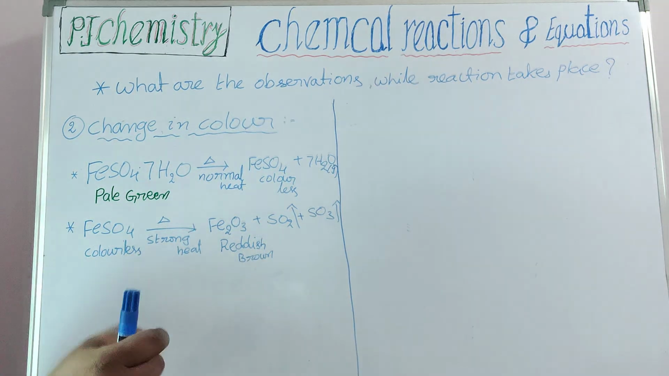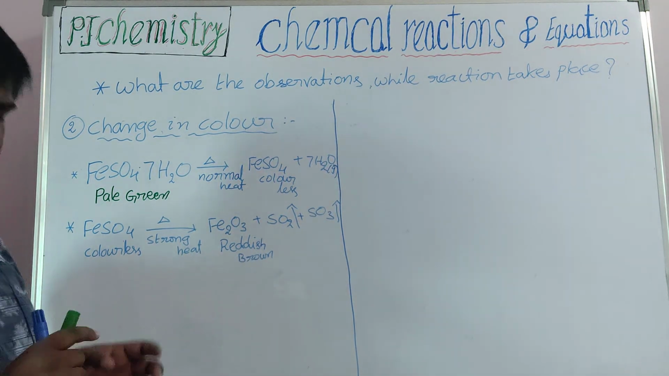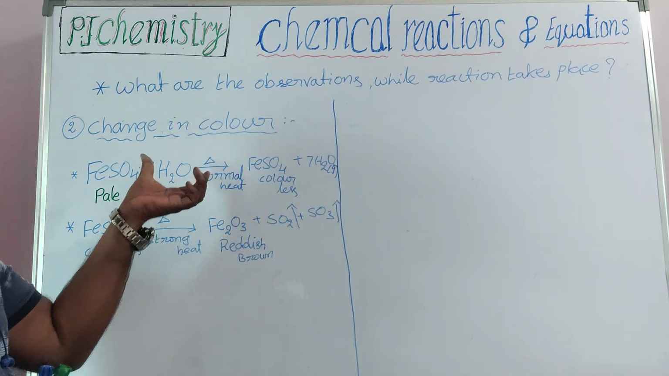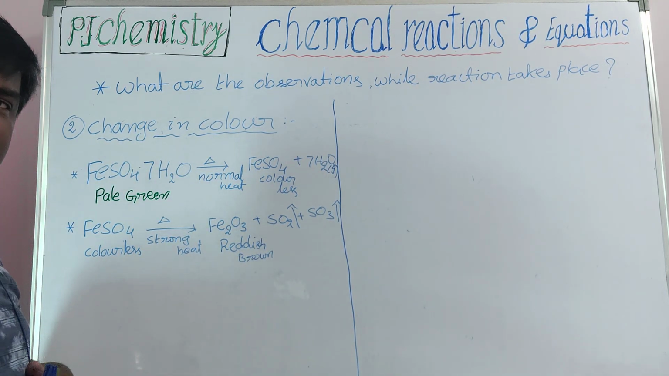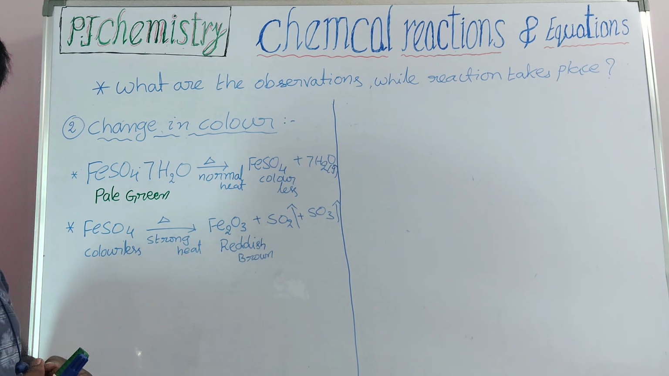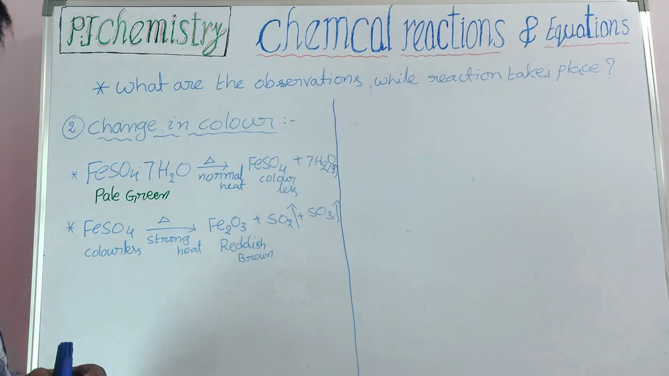In 10th class they mainly ask this. See, for CBSE students especially, here we are writing just an equation, but they will create a 5-mark question: X is a compound which is pale green color.